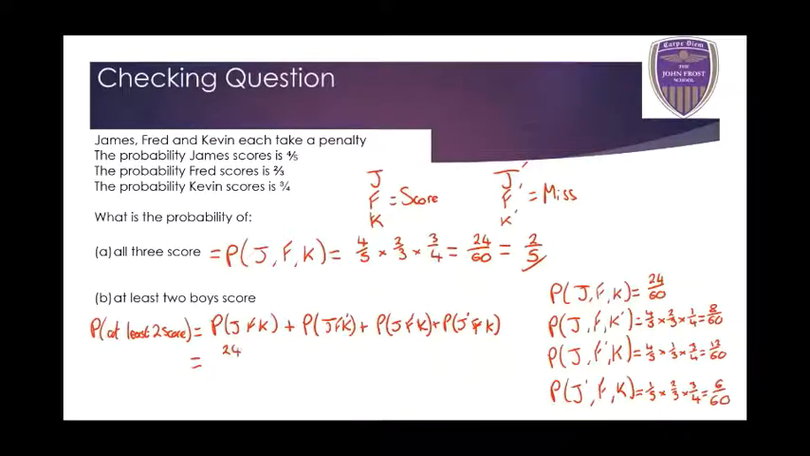So all scoring was 24/60. Kevin misses, that was 8/60. And then Fred missing, that was 12/60. And James missing, that was 6/60. Okay. And if you added all those up, so 24 plus 8 is 32, plus 12 is 44, plus 6 is 50, you should get 50/60. And you can simplify that to 5/6. And that was the probability of at least 2 of the boys scoring, okay?